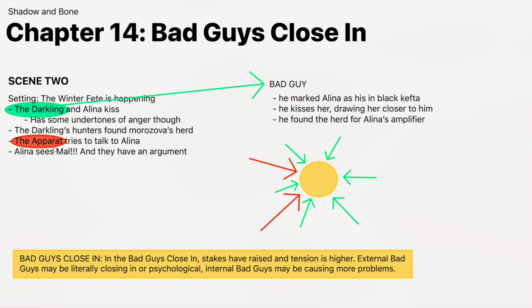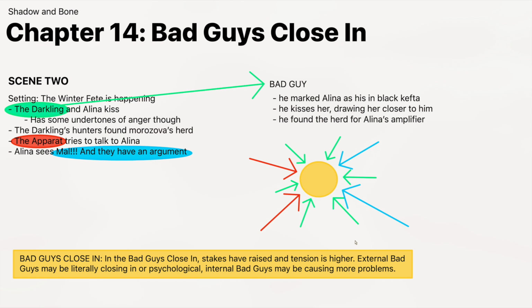And then Alina sees Mal, and they have an argument. This creates psychological tension and psychological states that are closing in, like it says below. Mal and her had an argument for like the first time ever in their relationship. She should be excited to see Mal. She hasn't seen him in so long. He never got her letters. She's confused. He's upset that she was looking at the Darkling that way.